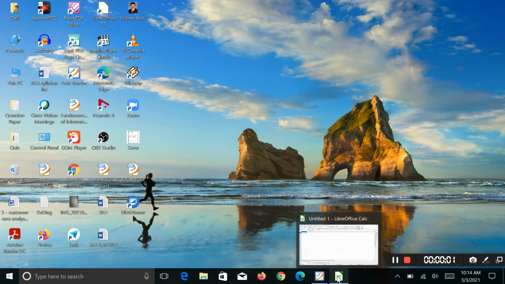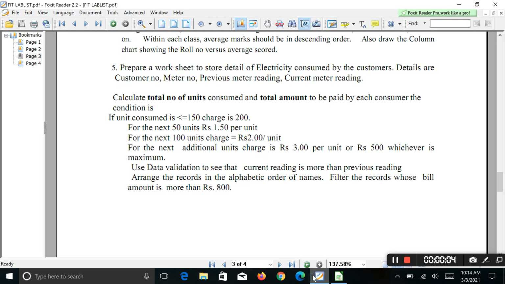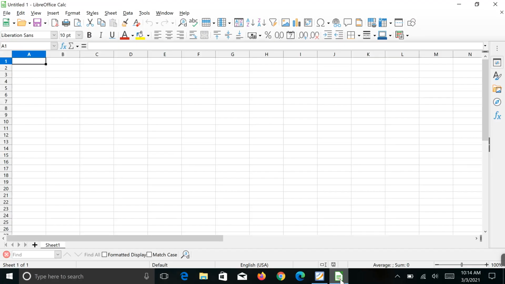Okay, now going to electricity bill. The problem here is to prepare a worksheet to store the details of the electricity consumed by the consumers. The inputs you need to give are customer number, meter number, previous meter reading and current meter reading. So these are the inputs to be given. Let us go step by step.